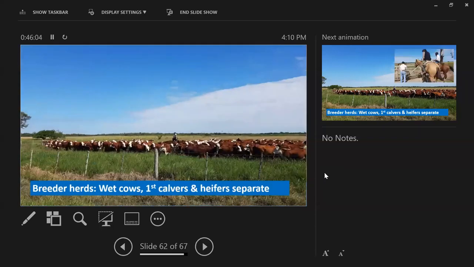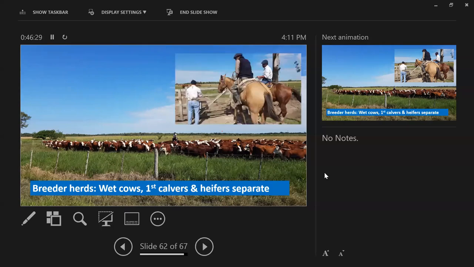So they used fixed time AI, initially in about 3 rounds of breeding to really tighten up their breeding herd. And they did that for a number of years until they got the system and the timings in place that they wanted. Now they only use 1 or 2 rounds of fixed time AI, depending on what they want. And they separate their groups out. They separate wet cows, first calves, and heifers into different mobs.